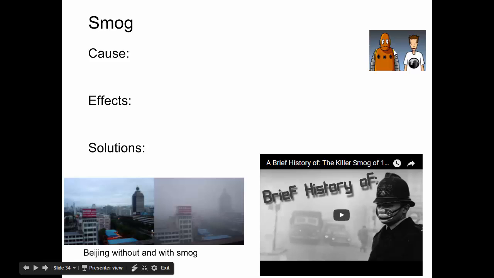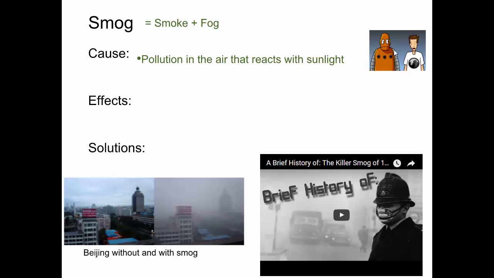So smog is another type of air pollution. Smog is a portmanteau, a word combined by smushing together 2 words. Smog comes from smoke and fog. And smog is a type of pollution that happens when emissions from cars or factories interacts with sunlight and forms basically a gas, ozone gas, that's very bad for living things.